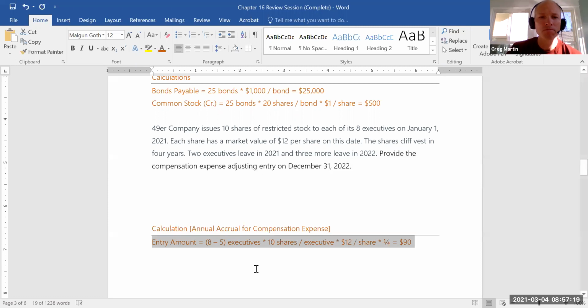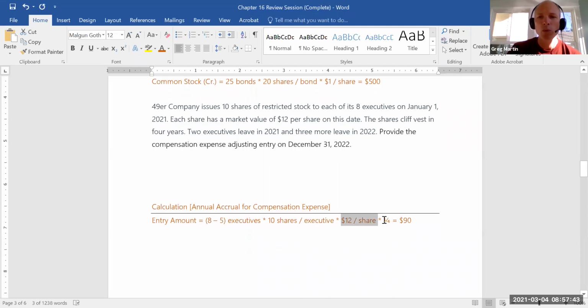So the first step then is to figure out, well, how many executives are left? Well, there are 8. And we were told 2 leave in 2021 and 3 more leave in 2022. So there's only 3 executives left. Each of those 3 executives have 10 shares. And we know that the value assigned to those shares is the market value of the issuance date, which is $12 per share. And since it's a 4-year vestment period, we only record 1/4 of that total each year. And so the entry amount would be $90.